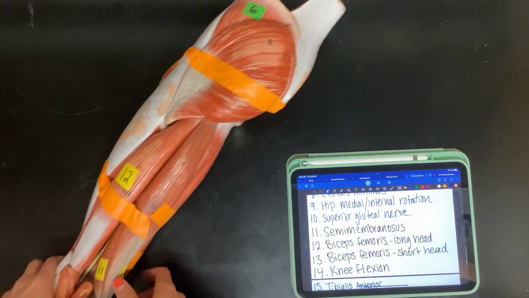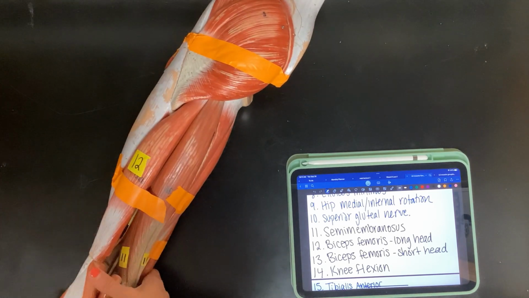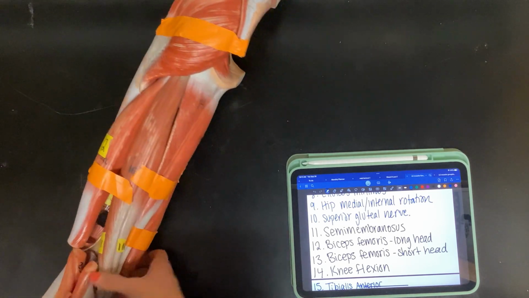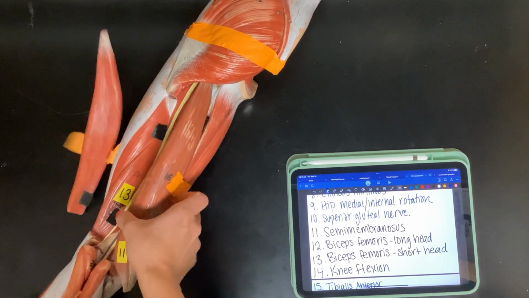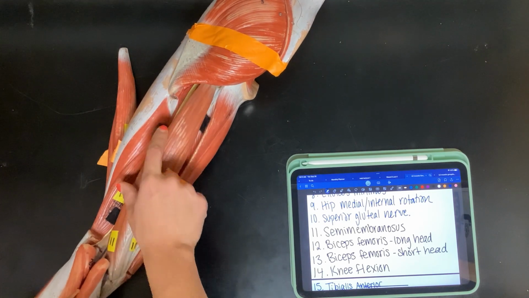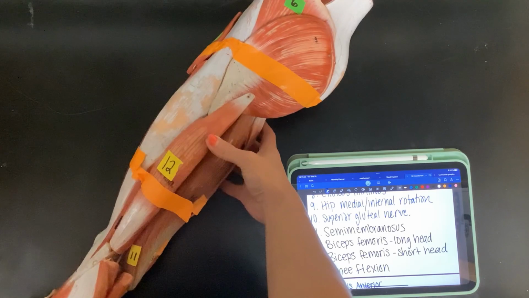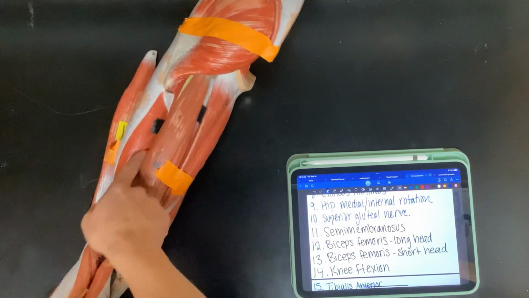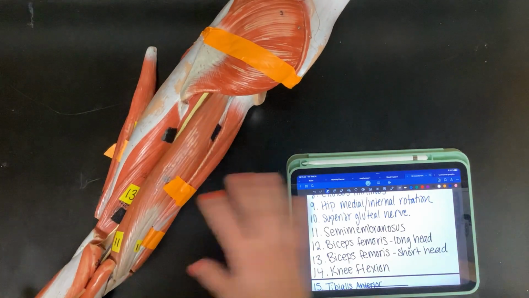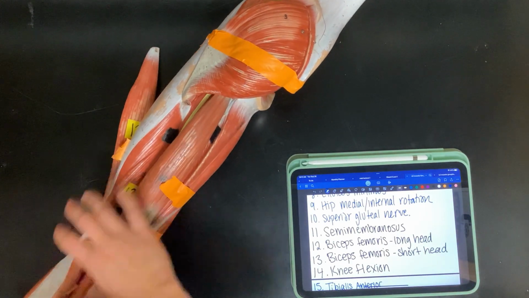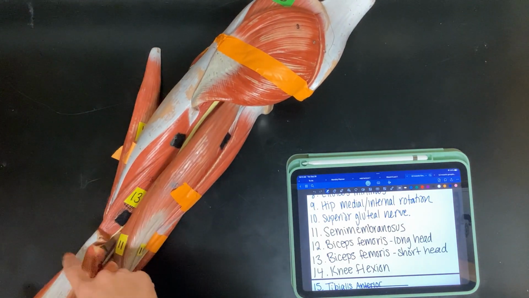All right. Next we have 11. This is your semimembranosus. Oh no, I have muscles falling off. Okay. Semimembranosus. Is your biceps femoris long head. And then deep to that, we have your biceps femoris short head. And their common action is knee flexion. It can't be hip extension because the biceps femoris short head only crosses the knee joint.